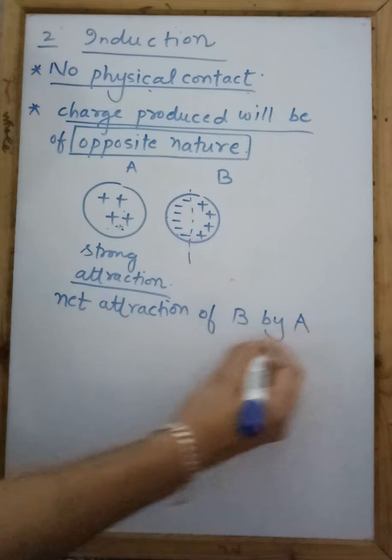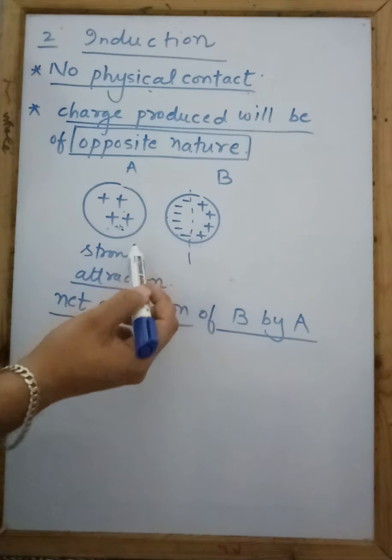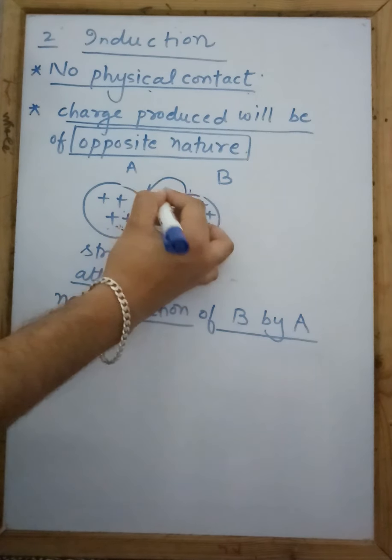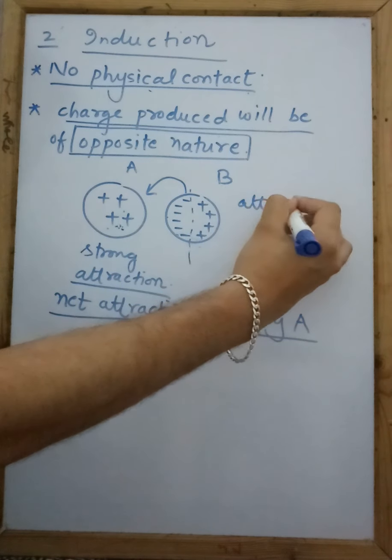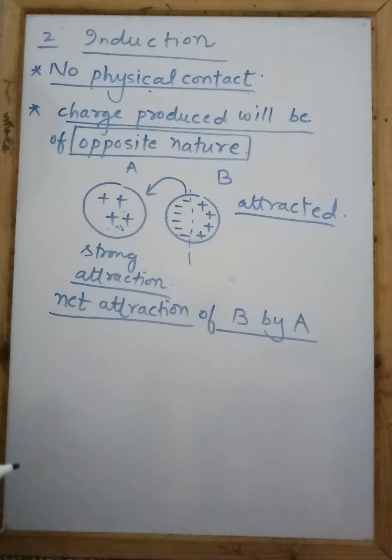So body B will be attracted towards A. B is a neutral body, so even a neutral body gets attracted towards a charged body.